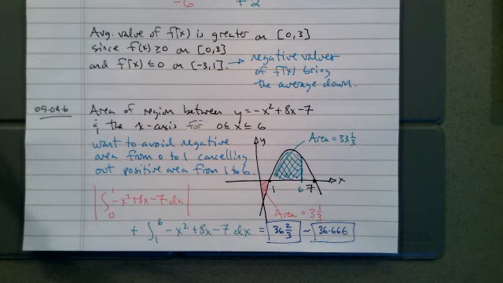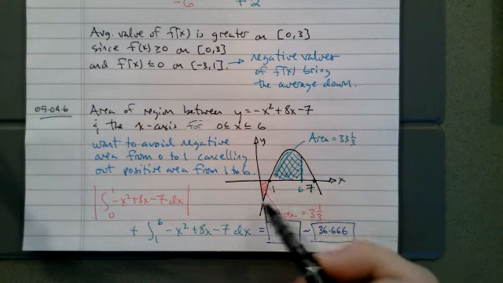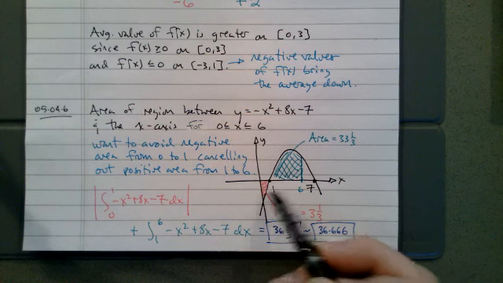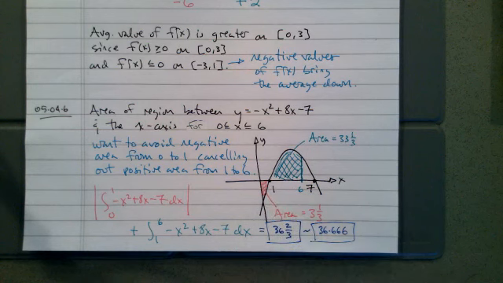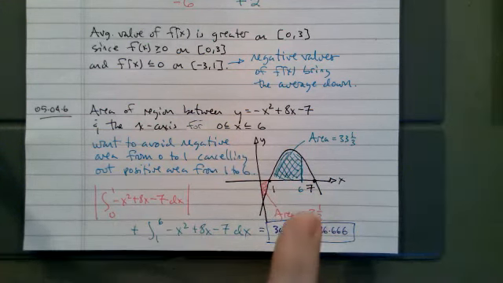So the trick in this problem was to not just integrate from 0 to 6, but to recognize that this function is going to be negative on some of this interval from 0 to 6. So we have to separate it out into 2 intervals and take the absolute value of the negative area.